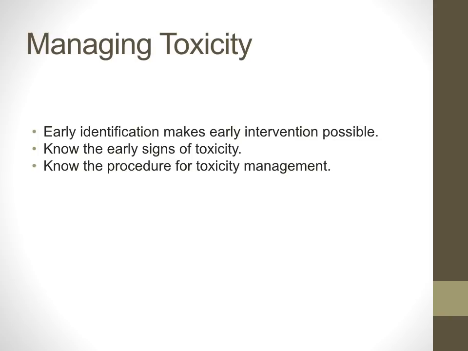Managing toxicity, an early indication makes early intervention possible. Know the signs and symptoms of toxic effects. For example, for digoxin. Digoxin is a cardiac glycoside. It is a medication that lowers the patient's heart rate. With a toxic effect of digoxin, the patient may experience halos around objects. Knowing that can give you a better indication of, oh, hmm, patient seeing halos. Well, maybe I need to check for the digoxin levels in the patient's blood levels.